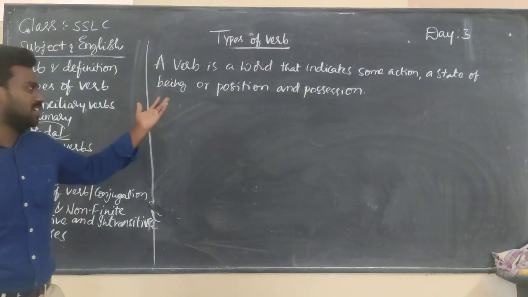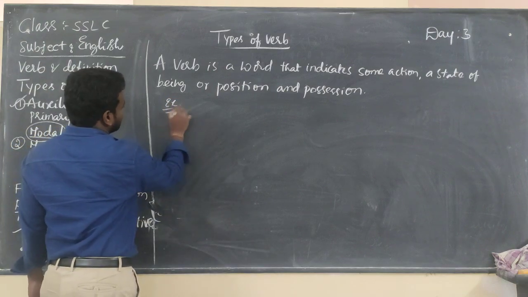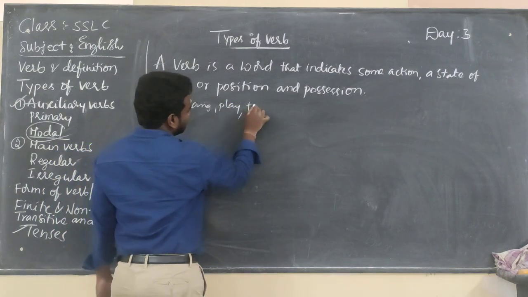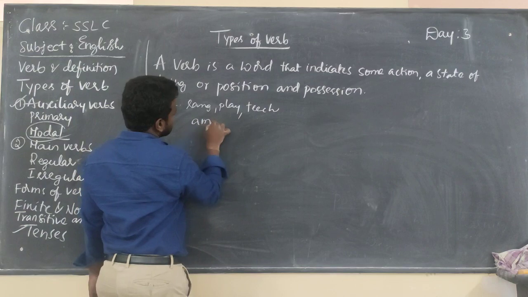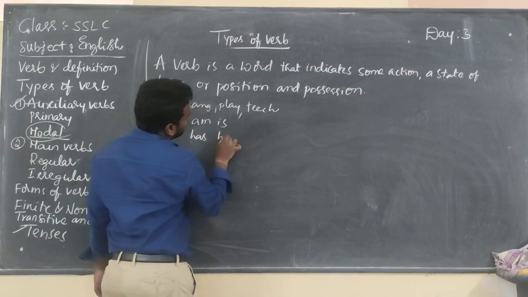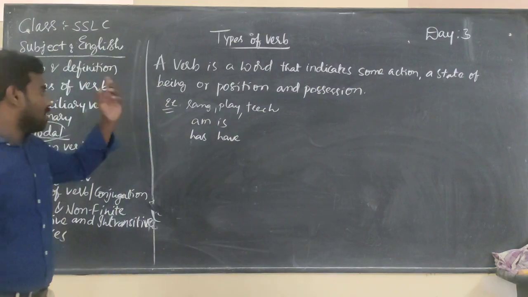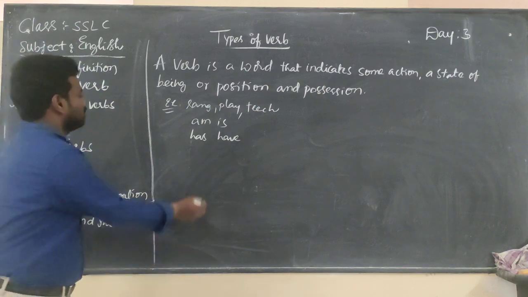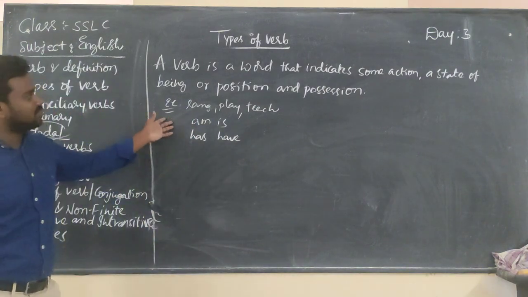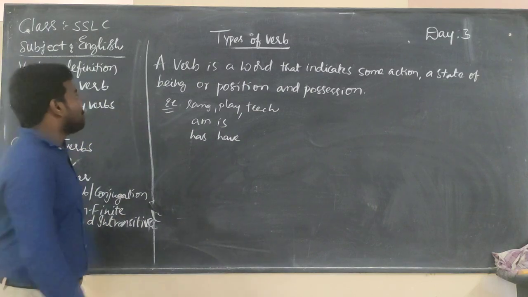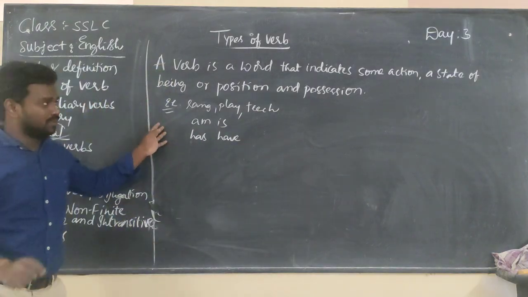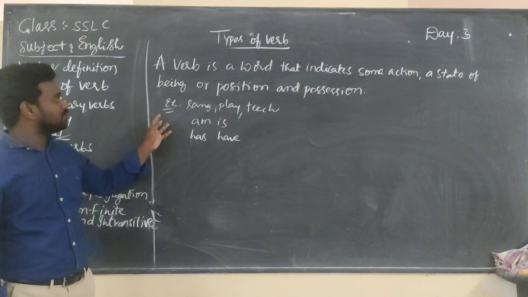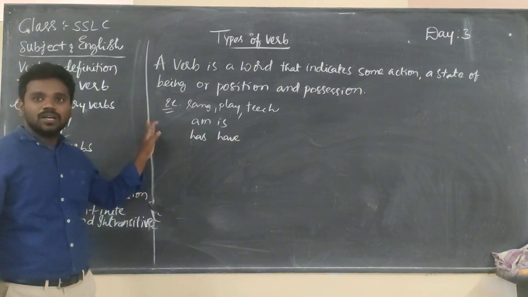So yesterday I had given examples, right? What are the examples? Ran, play, teach, am, is, has, have. So I have given some examples. A verb is a word that indicates some action, a state of being, or position. So here these are the examples of a verb. I talked about this in the previous class, right? So a verb is an action word. A verb talks about state of being. A verb talks about position.